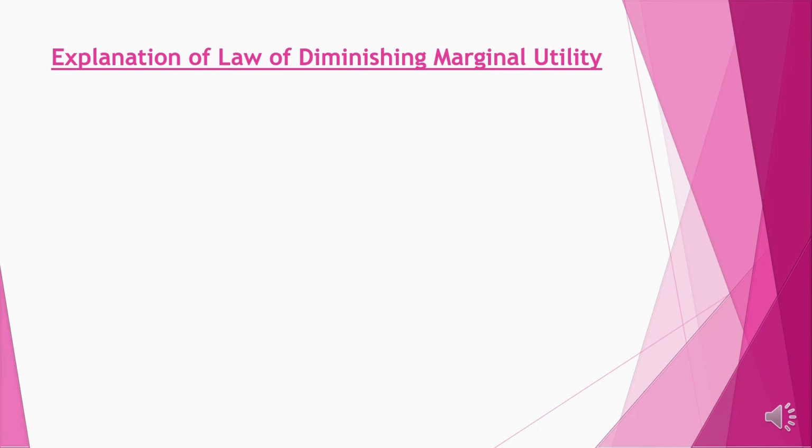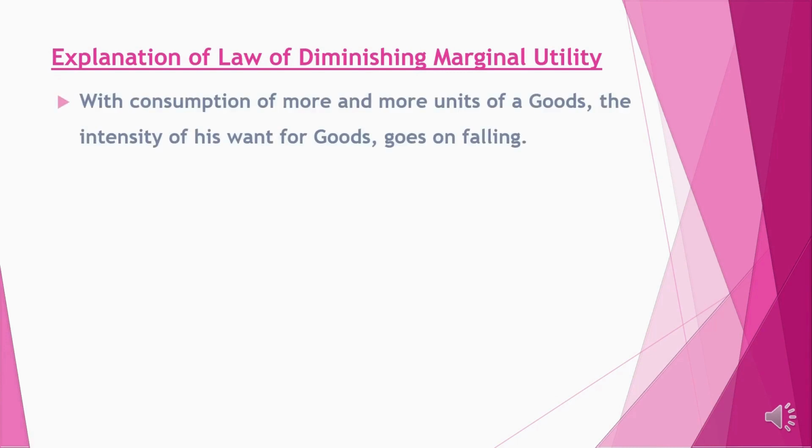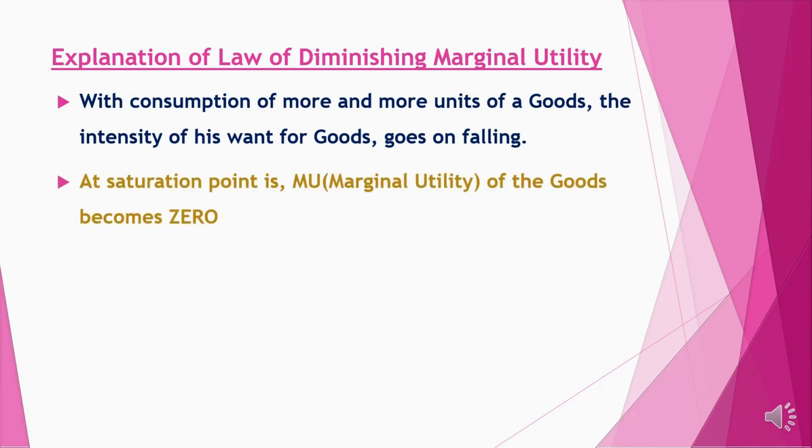So, explanation of the law of diminishing marginal utility. Suppose an individual consumes more and more units of a good, then the intensity of his want for the good goes on falling, and a point is reached where the individual no longer wants any more quantity of the good. That is when the saturation point is reached. Marginal utility MU of the good becomes 0, and after that it can be negative also.